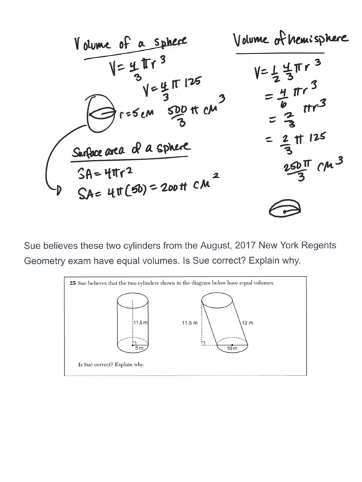All right. In this question on the bottom, this was a Regents question. They're saying that Sue believes that these two cylinders from the August 2017 New York Regents have the same volumes. Is she correct? Explain why.